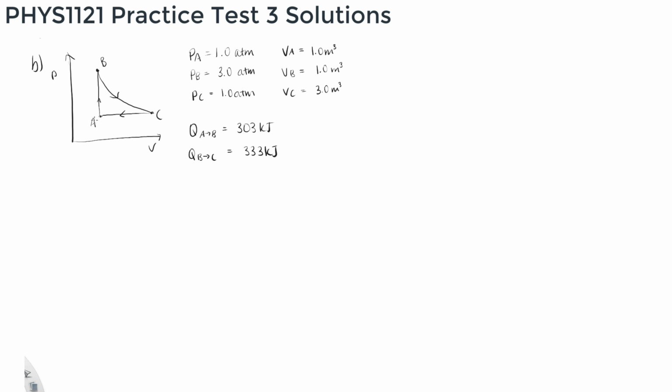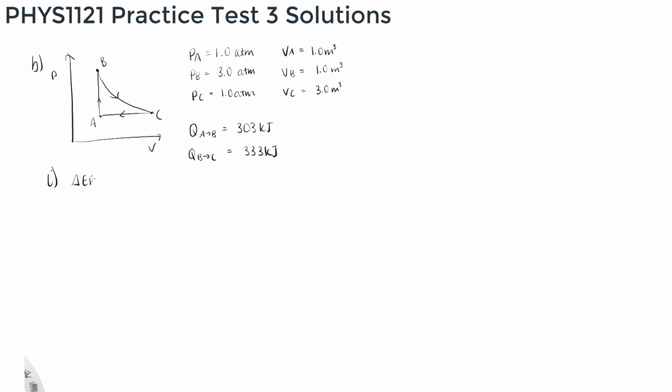The process B to C is isothermal, which means that the temperature doesn't change, and 333 kilojoules of heat enters the system. And process C to A is isobaric, which means it occurs at constant pressure. While showing all of our reasoning, we need to calculate, in part I, the change in internal energy of the system as it goes from A to B.